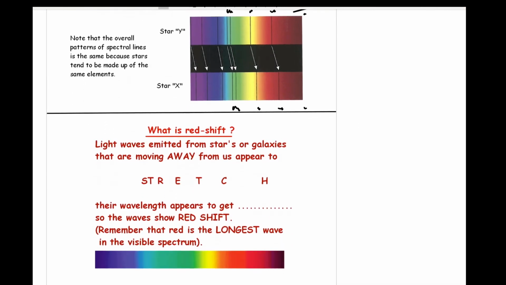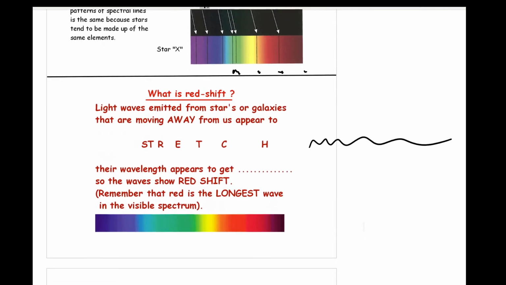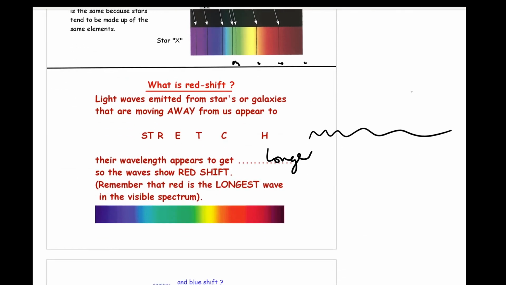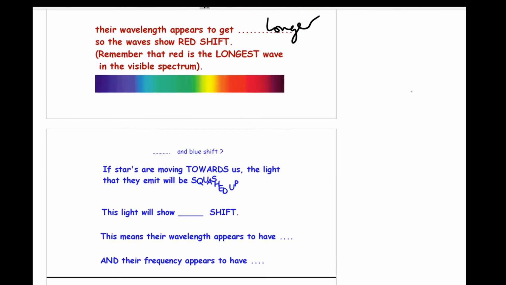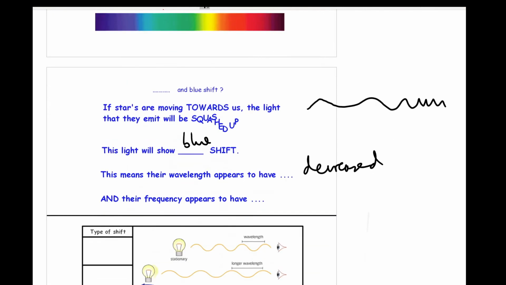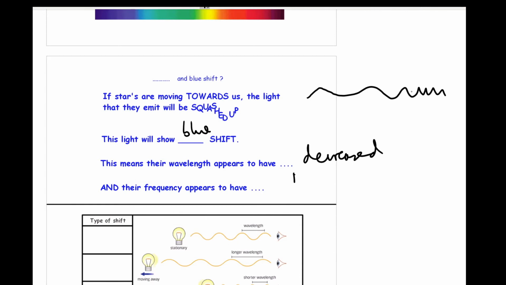Now, why was this? Light waves emitted from stars and galaxies that are moving away from us appear to stretch. Their wavelengths get longer. There's something called blue shift. Blue shift, if something is moving towards you at high speed, then the wavelengths appear to get closer and closer, the light will show a blue shift. Their wavelength has decreased. Their frequency seems to have increased, of course, because they're closer together.